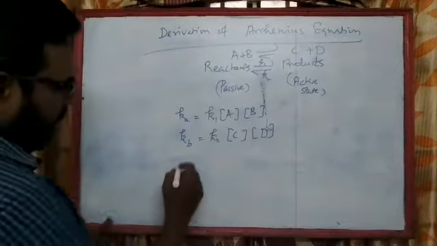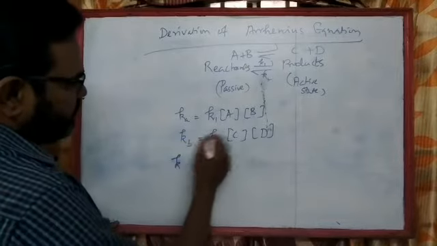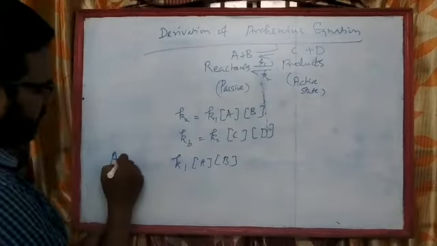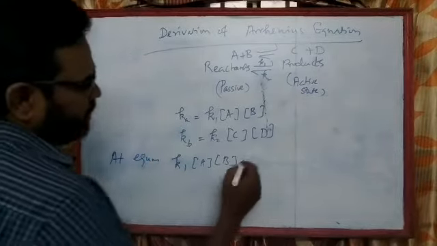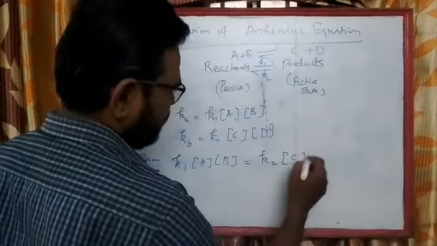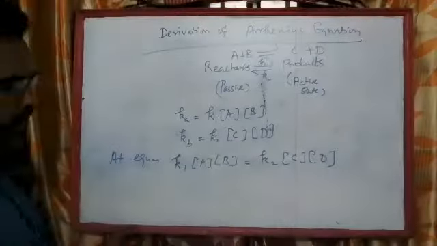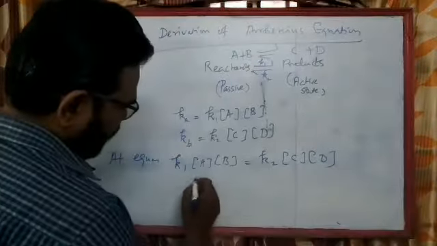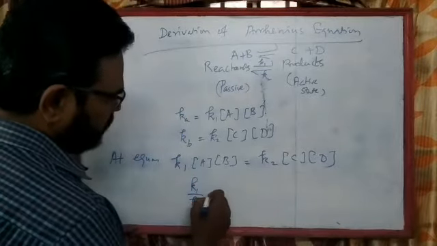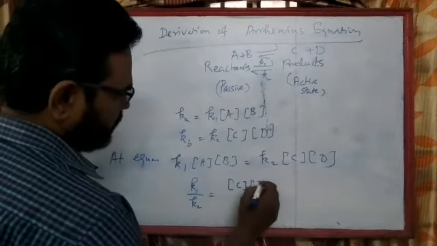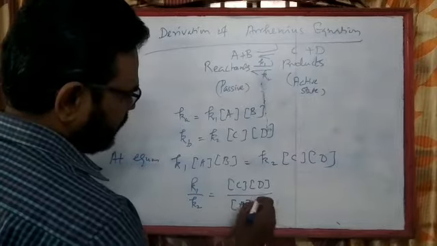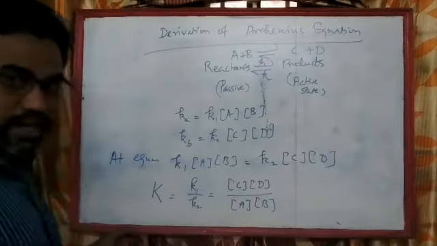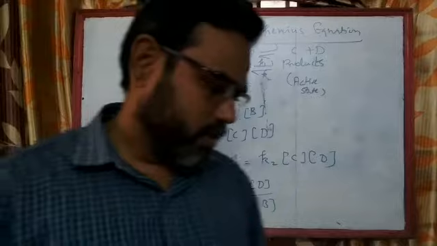So at equilibrium, both are equal. K1 times concentration of A times concentration of B at equilibrium is equal to K2 times concentration of C times concentration of D. So we can write that K1 by K2 is equal to concentration of C times concentration of D divided by concentration of A times concentration of B. This is popularly known as the equilibrium constant K. K1 by K2 is known as the equilibrium constant.